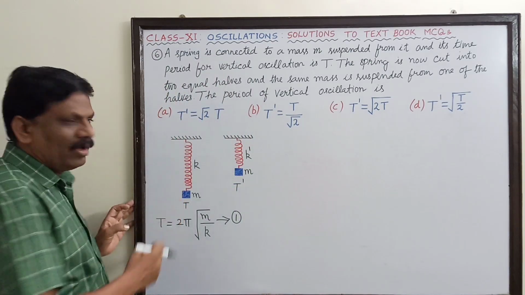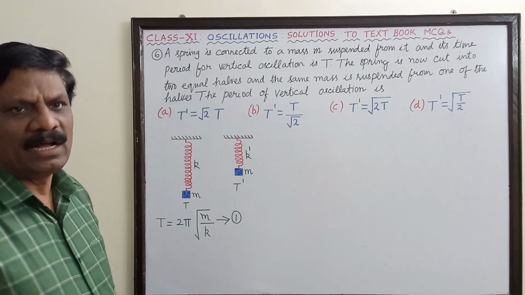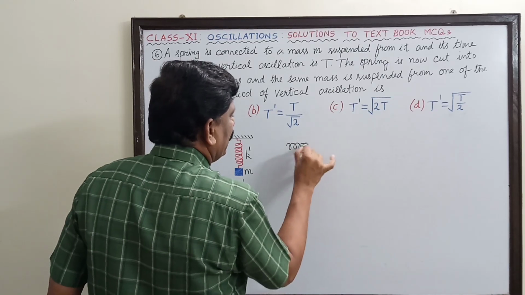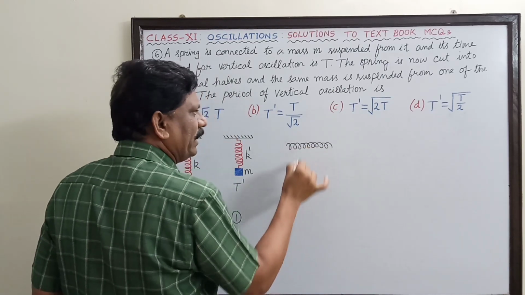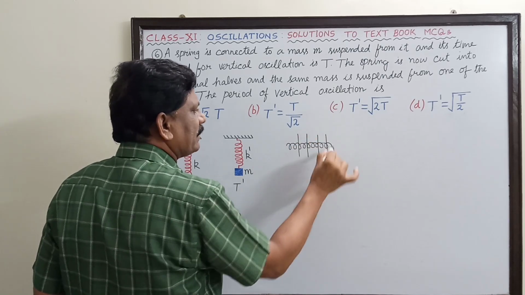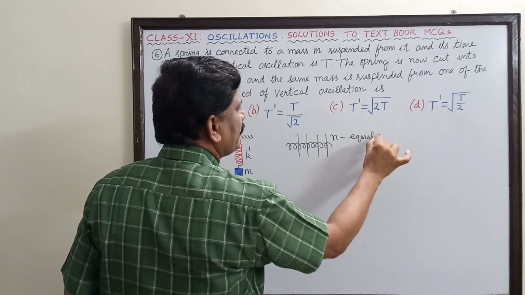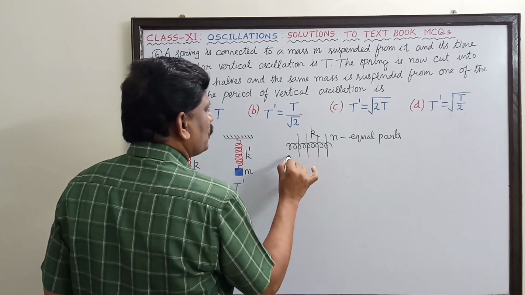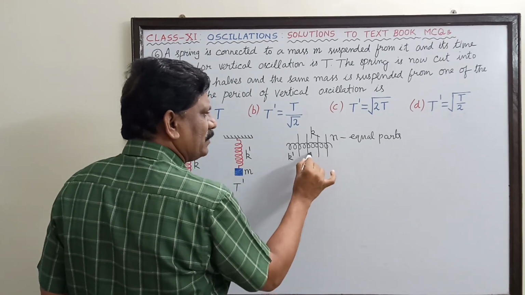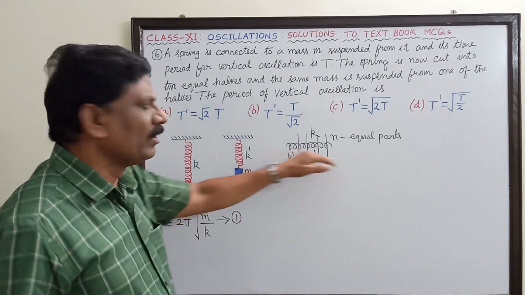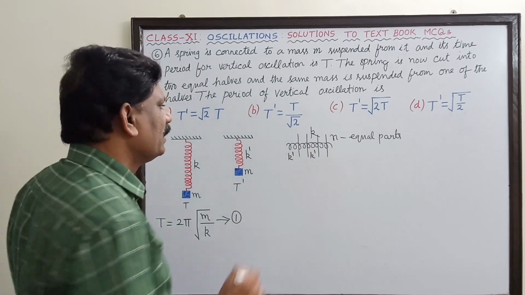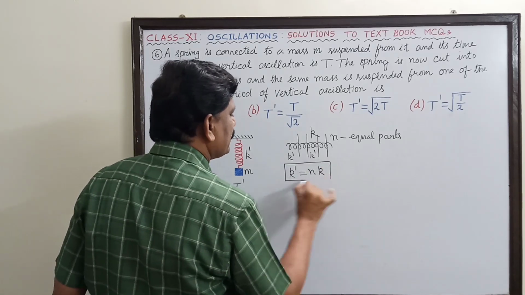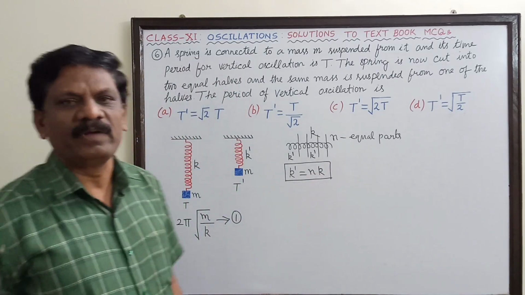Now this long spring is cut into two equal halves, is given, is it not? Now if a spring is cut into n equal parts, with the initial spring constant K, each part will have the same spring constant K dash. If they are all equal parts, all will have the same spring constant. So the new spring constant will be n times the original spring constant. So this is the concept you are going to apply in this problem.